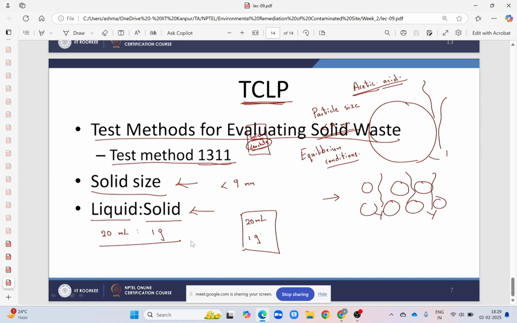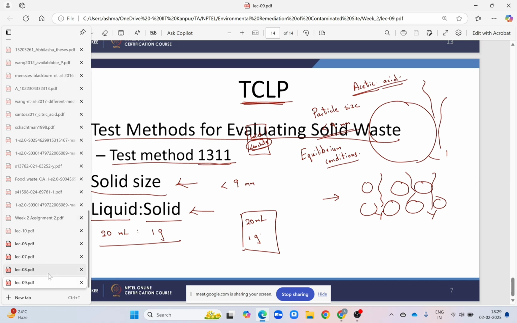If the waste or some sample fails the TCLP test, then it means the waste is hazardous and it cannot be used for any other purpose, so it needs to be disposed of safely as per the hazardous waste rules.